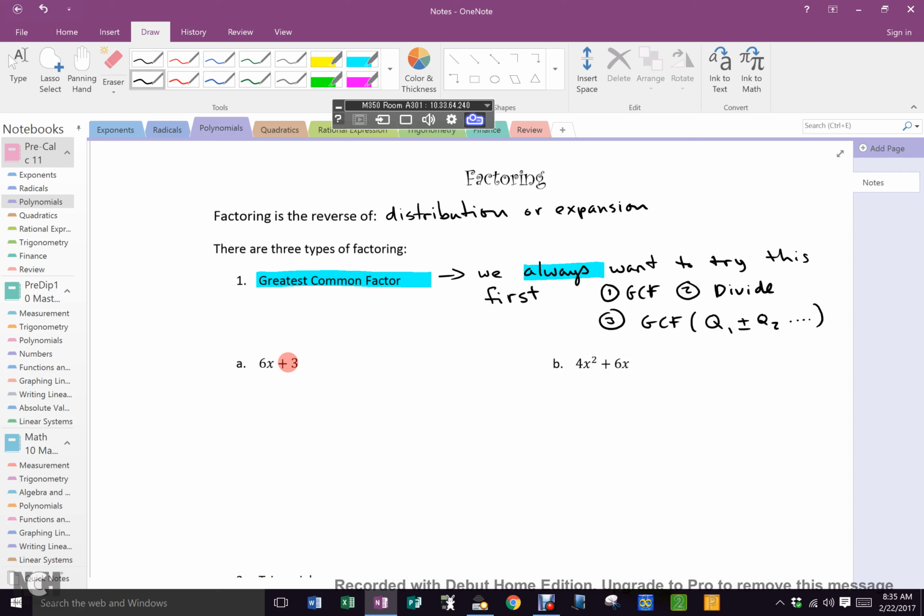3. So, step one, I've chosen my GCF. My GCF equals 3. Step two, divide by the GCF. Divide by 3, divide by 3. Step three, write it out. The GCF first, 3, then all my quotients. 2x plus 1, bracket, done. Everybody is good, yes?